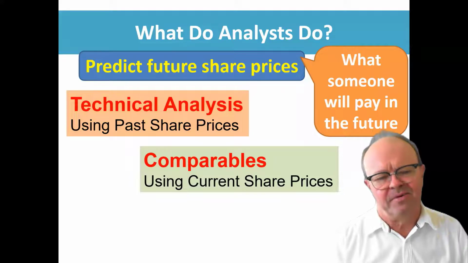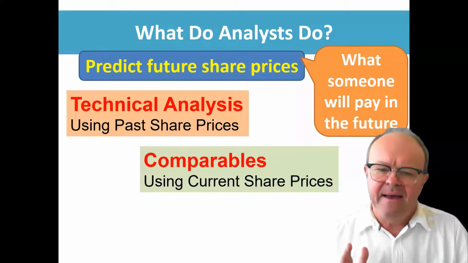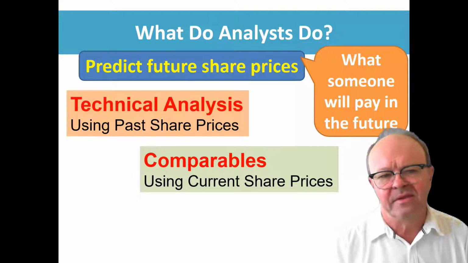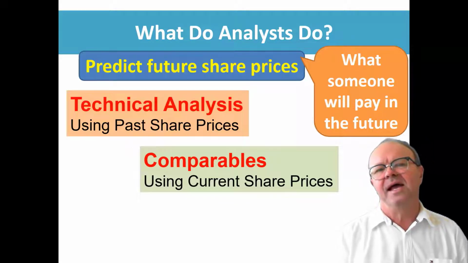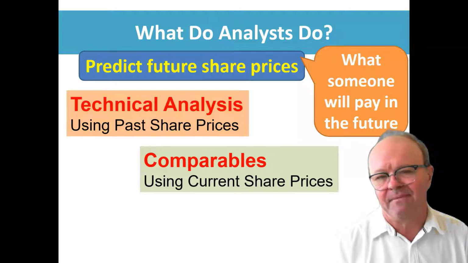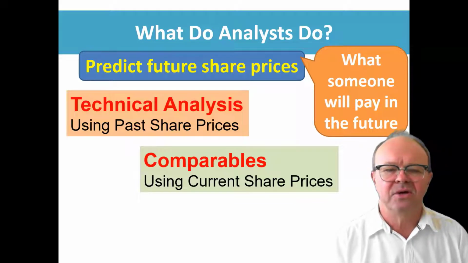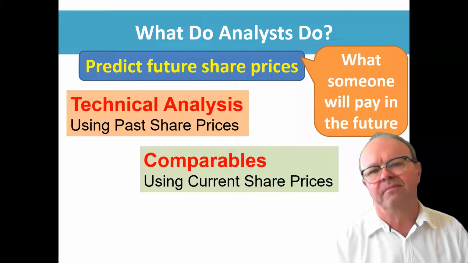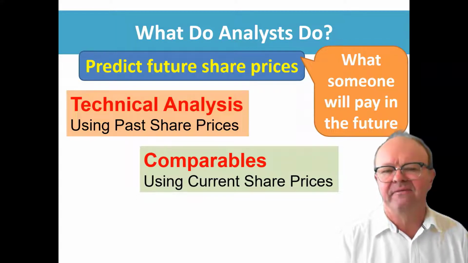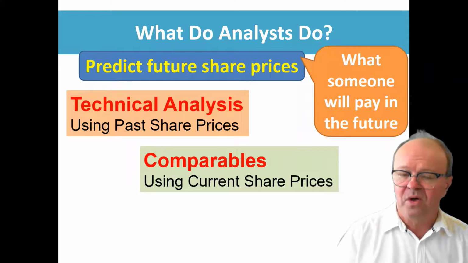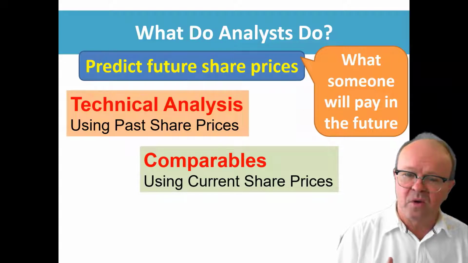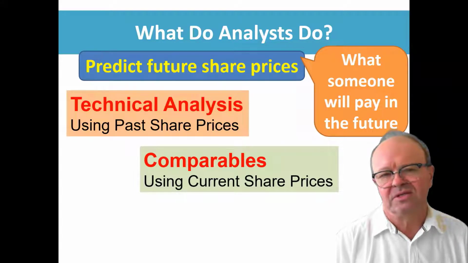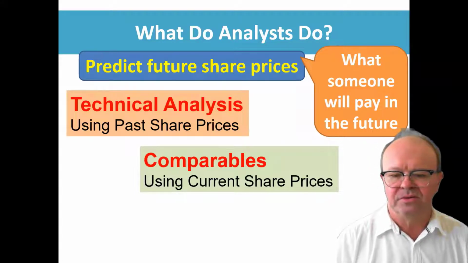This is using the current share prices. Technical analysis is using the past share prices. Comparables are using the current share prices of other firms. So if I'm trying to find what I think the share price of Ryman Healthcare might do in the future, then I would look at similar companies in the same market and their share prices, and then see if they're trading at higher or lower multiples than my firm. From that I can form a view about what my firm might be worth, and what it might end up trading for in the future if it heads towards the price earnings multiples of some of the comparables.